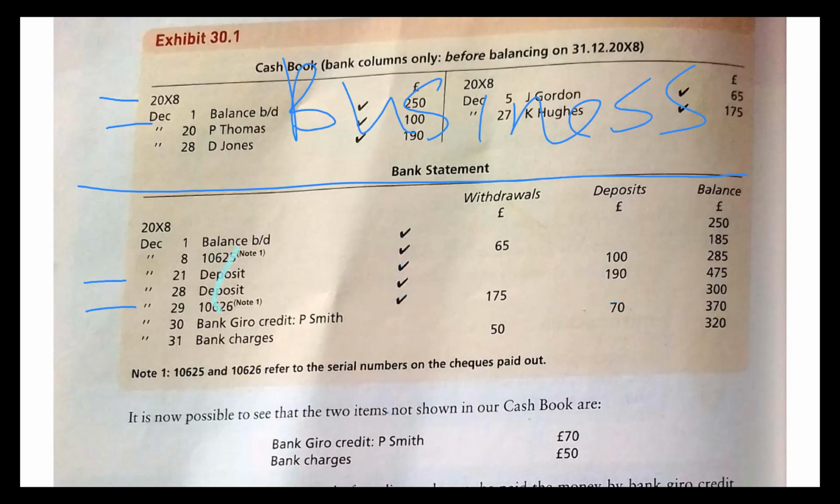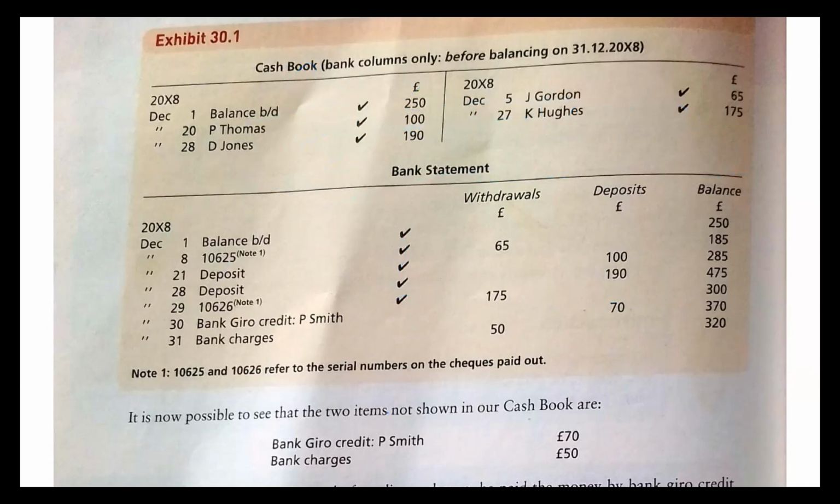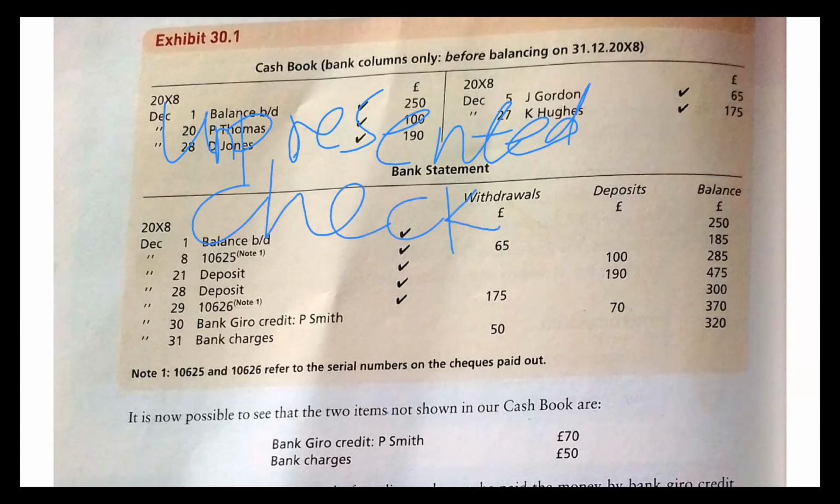So let me start with what we call the unpresented checks. Yeah, I'm just giving the introduction. With unpresented checks, what usually happens is that you as a business issue a check, and you record in your cash book on the credit side that you have given out a check. When you give out a check, you record on the credit side of the cash book, in the bank column, that you have given out a check.